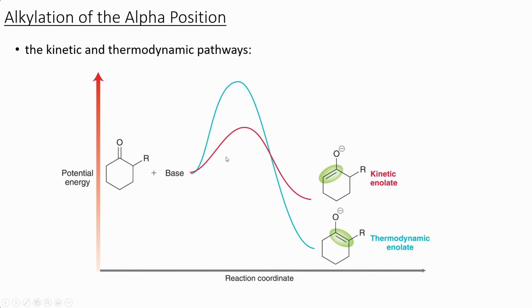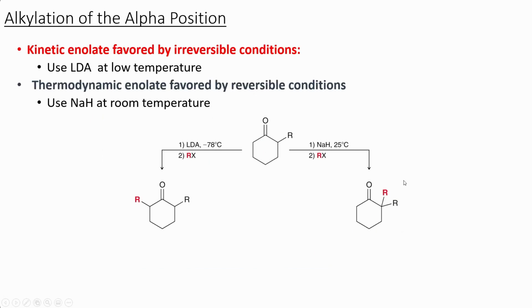And since this is a reversible process, the longer we leave the reaction sitting at a higher temperature, the more we can achieve the thermodynamic enolate. So if we do want to obtain the kinetic enolate, then we need to use irreversible conditions, like deprotonating with LDA at -78, and this fully prevents the enolate from forming in the thermodynamic position because we've reduced the temperature so much. And then we add in our electrophile.